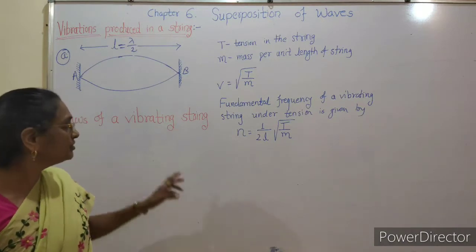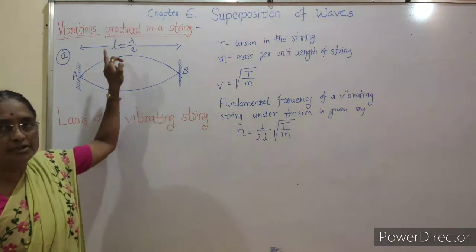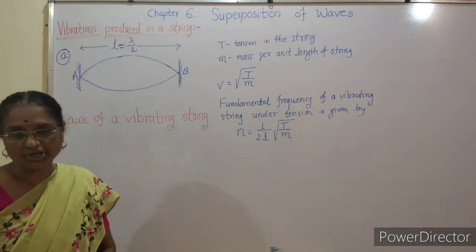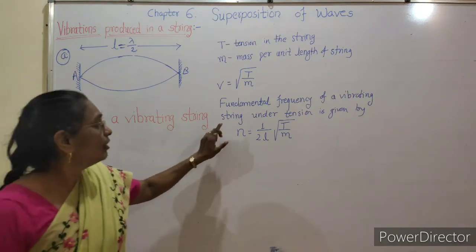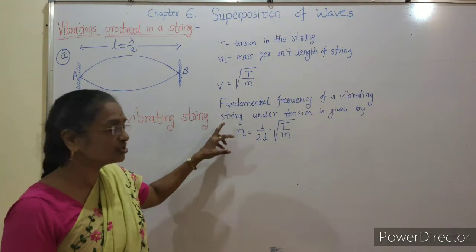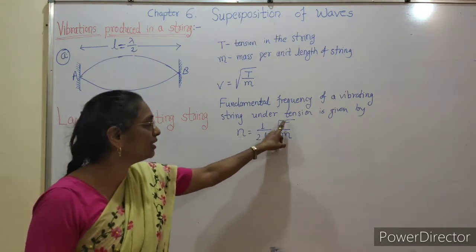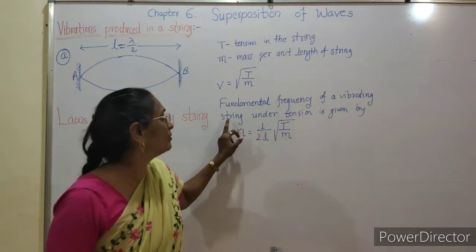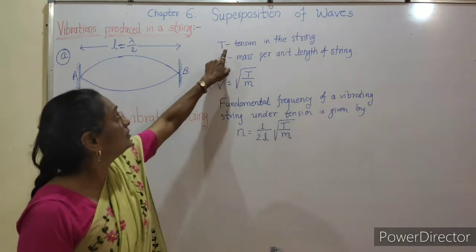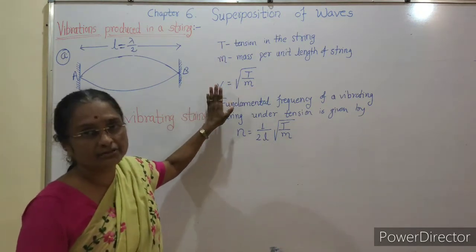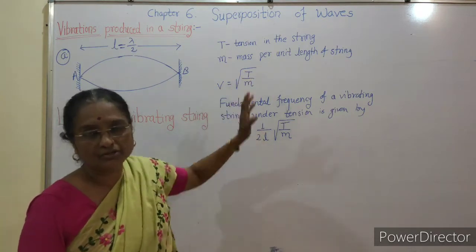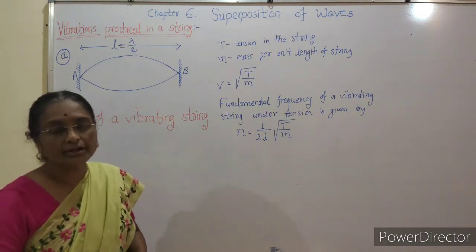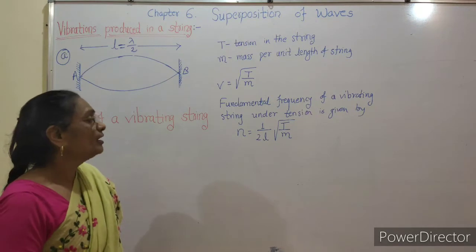Now we consider the second point in this vibration produced in a string. That point is the laws of vibrating string. We have obtained one equation in the last discussion as n is equal to 1 upon twice L under root T upon M, which is representing the fundamental frequency of a vibrating string under tension. Tension is T in the string, M is mass per unit length, and we have discussed V is equal to under root T upon M. It is the velocity of the transverse wave traveling along this string.